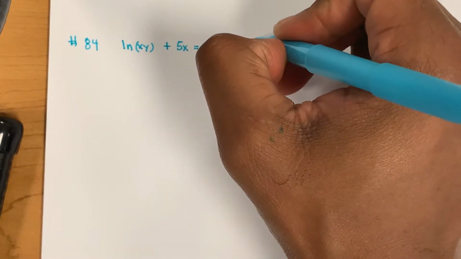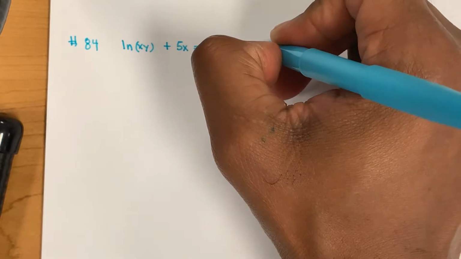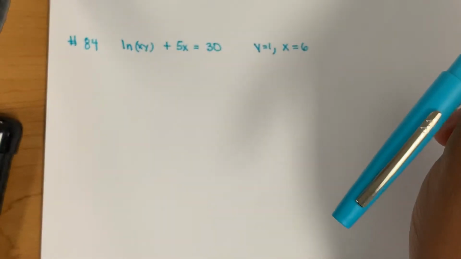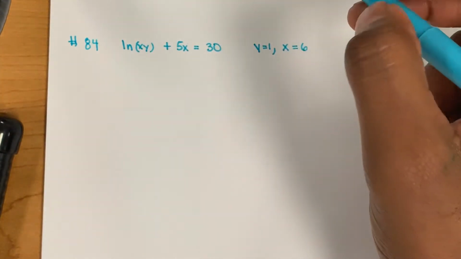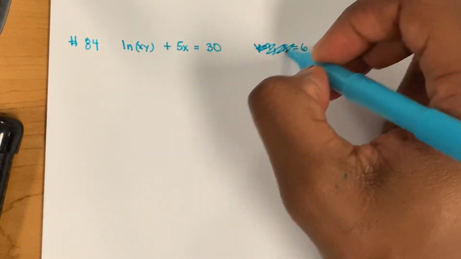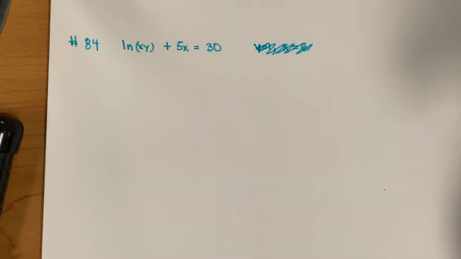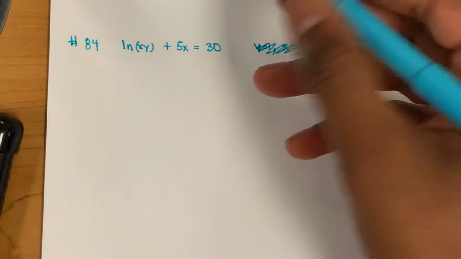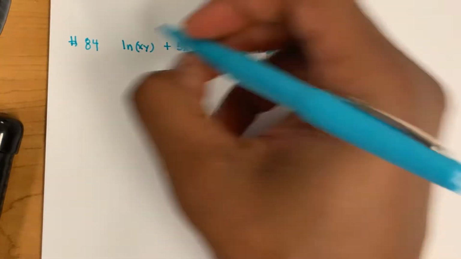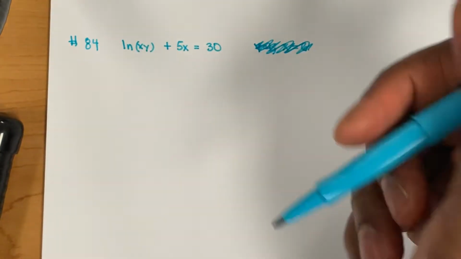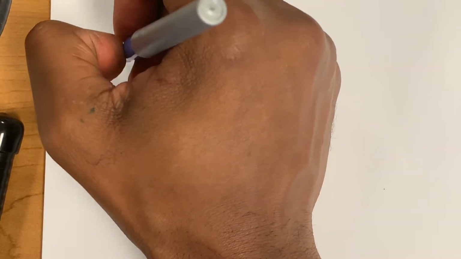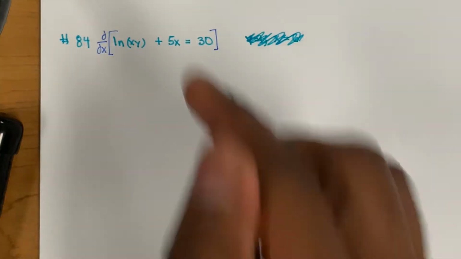So when y equals 1, we could easily find that x equals 6. Nope, that's not true. If x is 1 and y is 1, you get the ln of x. We don't have an easy point for this, so don't worry about that. Let's just do the derivative, I suppose. If we apply a derivative operator, we're going to get 4.